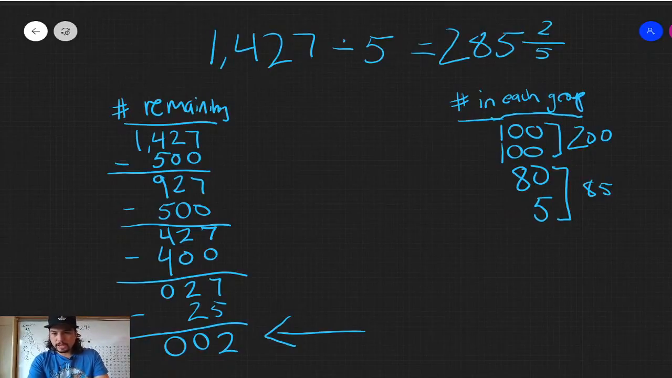Okay, checking the chat. I see some 285 and 2/5. Yes. Okay, I see in the exit ticket, can we put an answer as a decimal? Does it have to be a fraction?